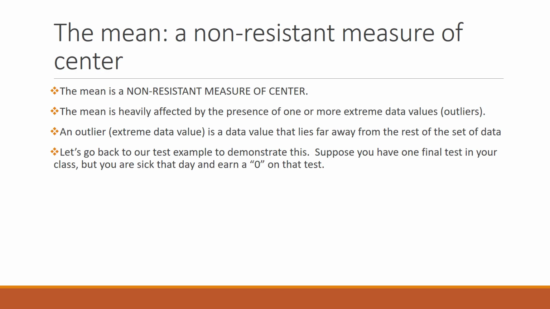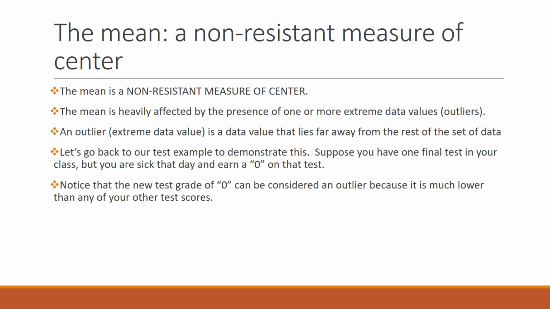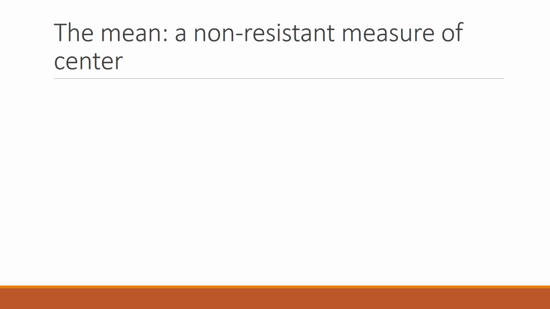Suppose you have one final test in your class, but you are sick that day and earn a 0 on that test. Notice that this new grade of 0 can be considered an outlier because it is much lower than any of your other test scores. So our previous test average, as you can see, was 84.6. What happens to our new test average or mean when we add in this 6th score?